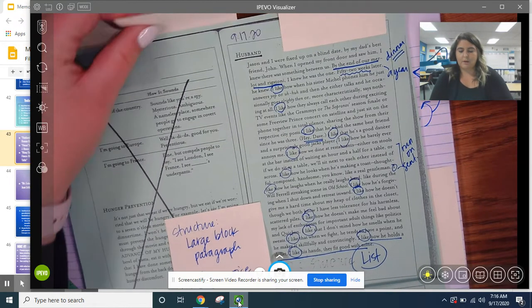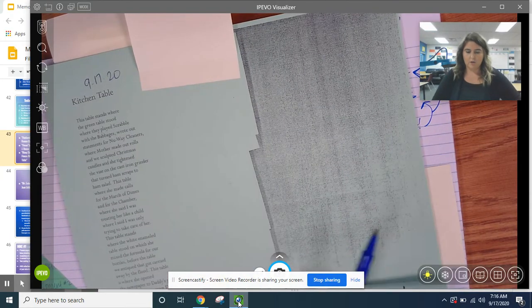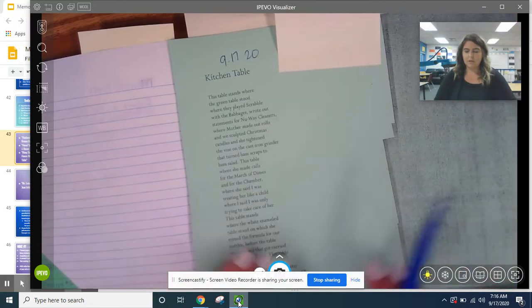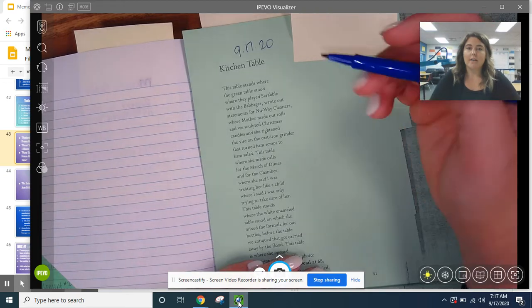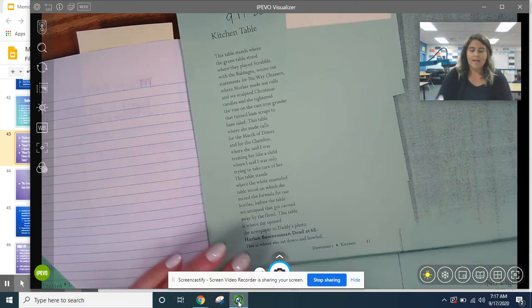So the next text we look at is called Kitchen Table. If you'll move just a few pages up in the packet, it's just a few pages ahead. Pause this video if you need to get to this. And so we'll notice one thing already, that this is a poem.